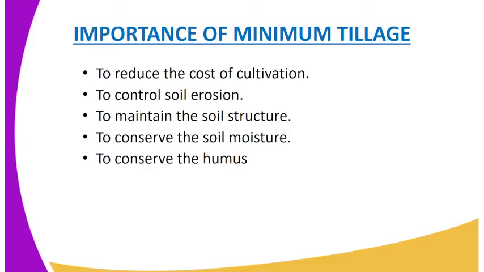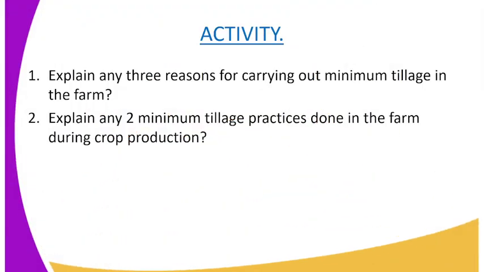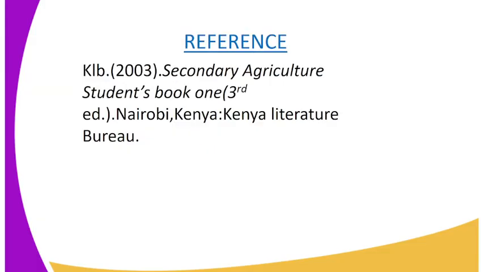We have come to the end of today's lesson, and I'm going to give you an assignment. The first question is, you're supposed to explain any 3 reasons for carrying out minimum tillage, and the second question is, you're supposed to explain any 2 minimum tillage practices that are done in the farm during crop production. For reference, you can refer to KLB Secondary Agriculture Student Book 1, 3rd edition, and the publisher is the Kenya Literature Bureau.